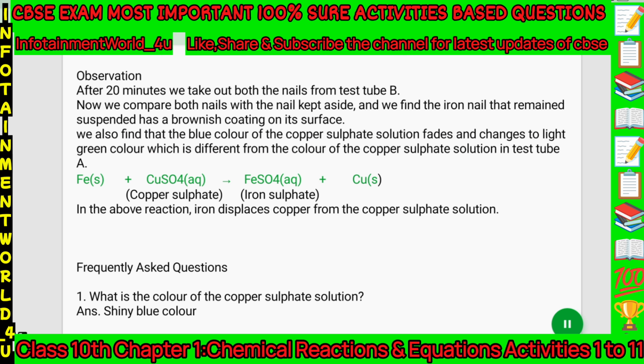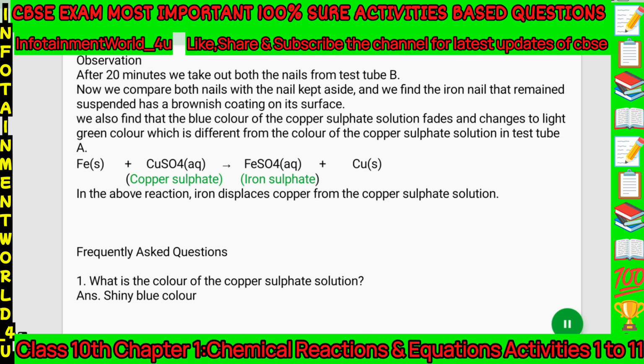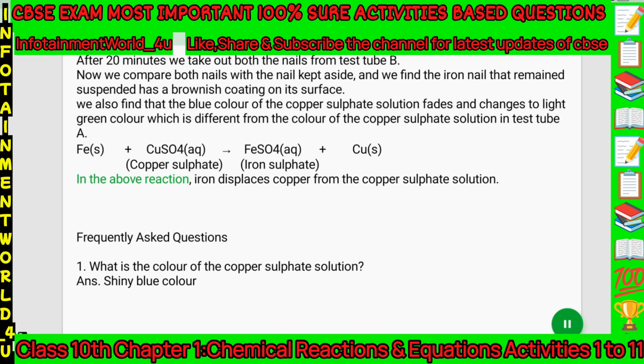Fe + CuSO4 (aq) → FeSO4 (aq) + Cu. Copper sulfate, iron sulfate. In the above reaction, iron displaces copper from the copper sulfate solution.